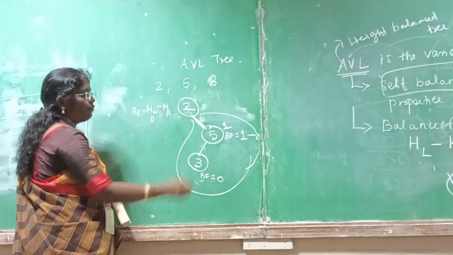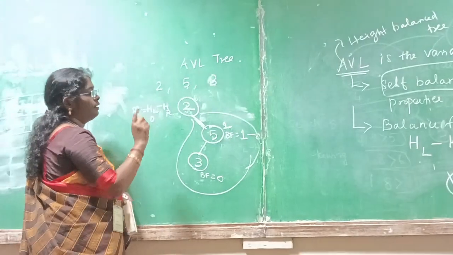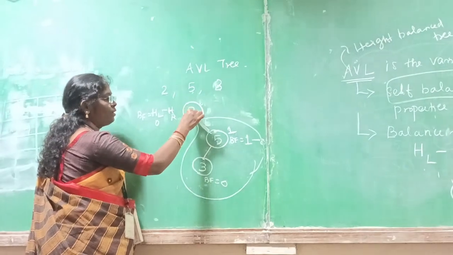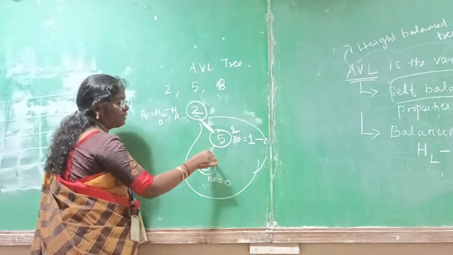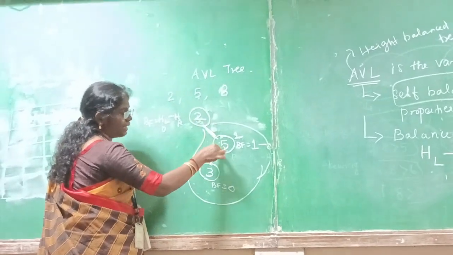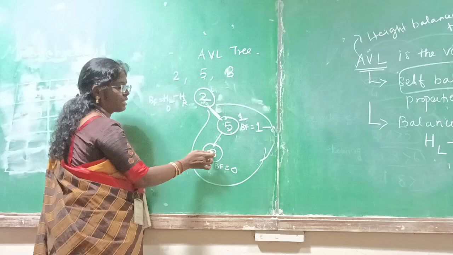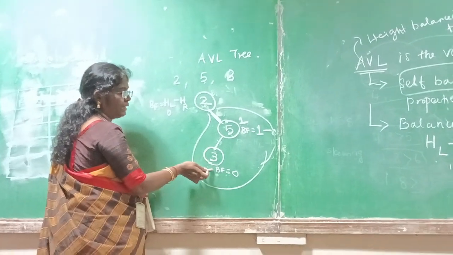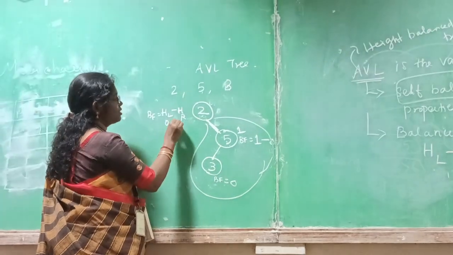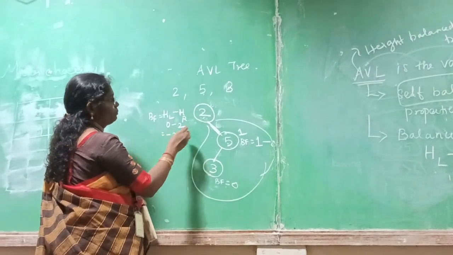So what I told you, whenever you want to calculate the height of a particular node, start from that node, take the longest path till the leaf and count the number of edges. So start from here, take one longest path, only one path is here. Reach till the leaf and count the number of edges. So here 1, here 2. So 0 minus 2, minus 2.